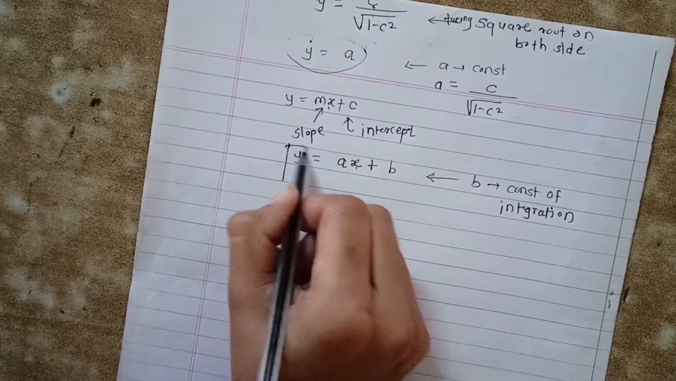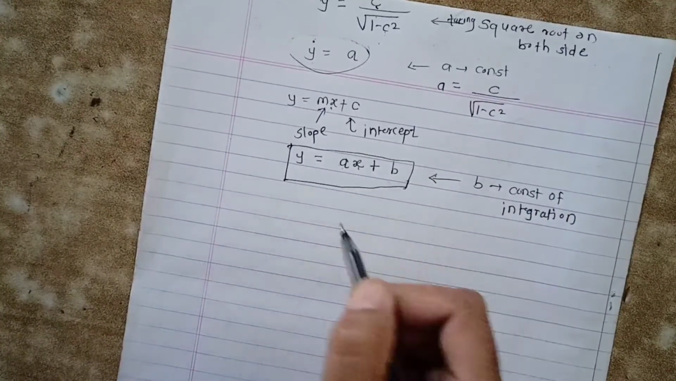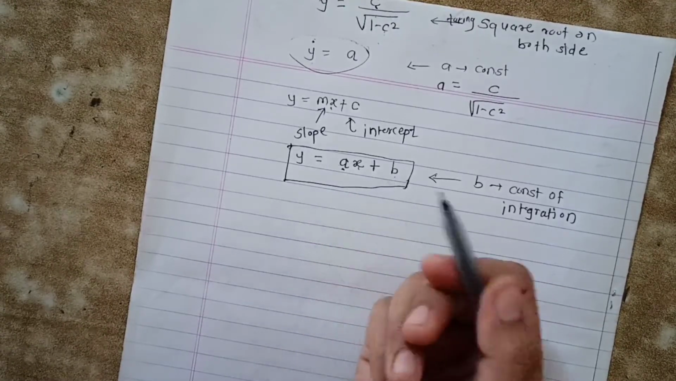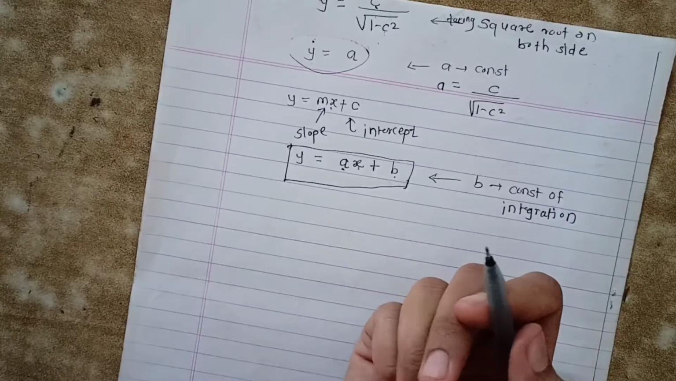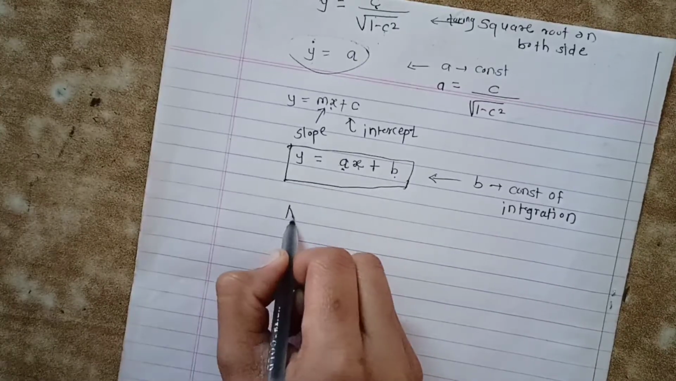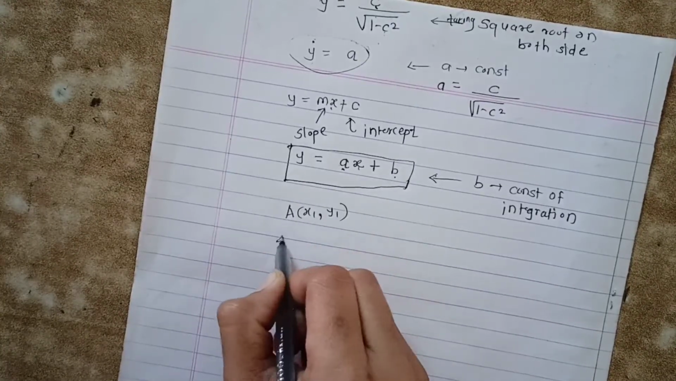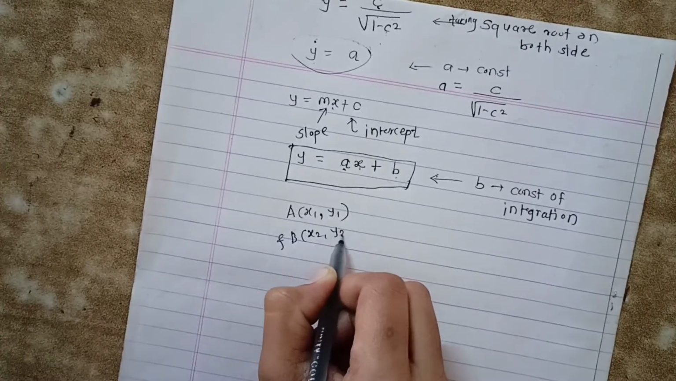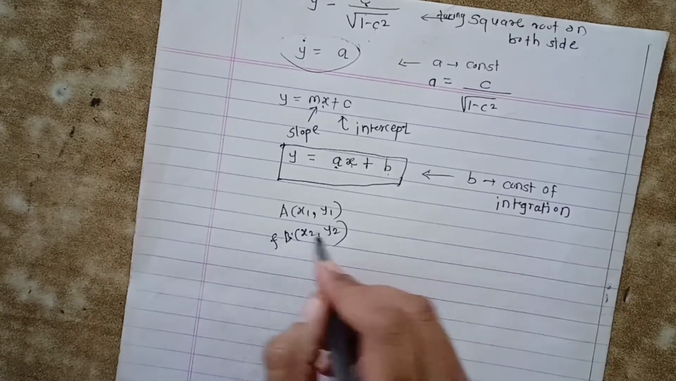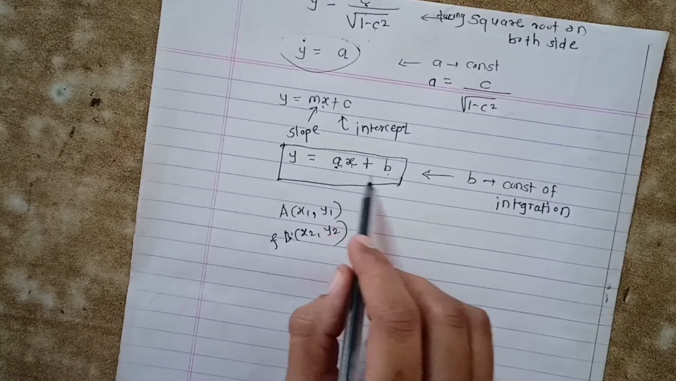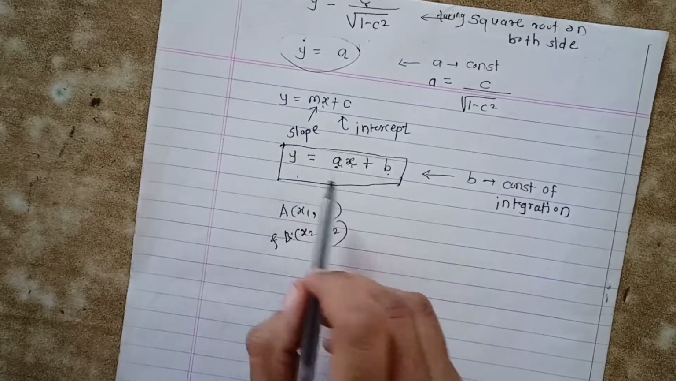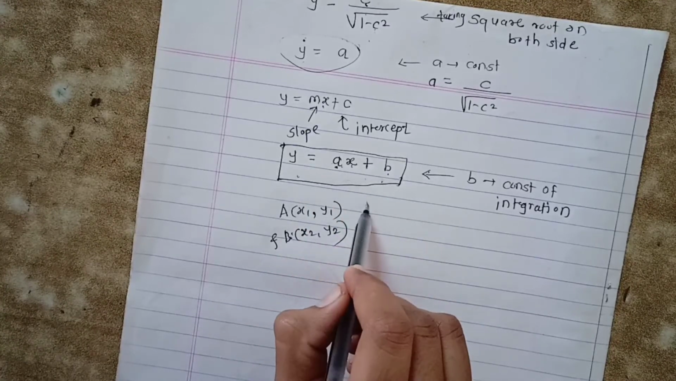So y is equal to ax plus b is the straight line equation, where a is the slope and b is the intercept, and according to the condition, the straight line passes through the points A (x1, y1) and B (x2, y2). So our straight line is passing through these 2 points, and according to that we can find the constants of integration a and b, but here there is no necessity. We only have to show that the distance between 2 points is nothing but the straight line, and so this is the equation of the straight line.